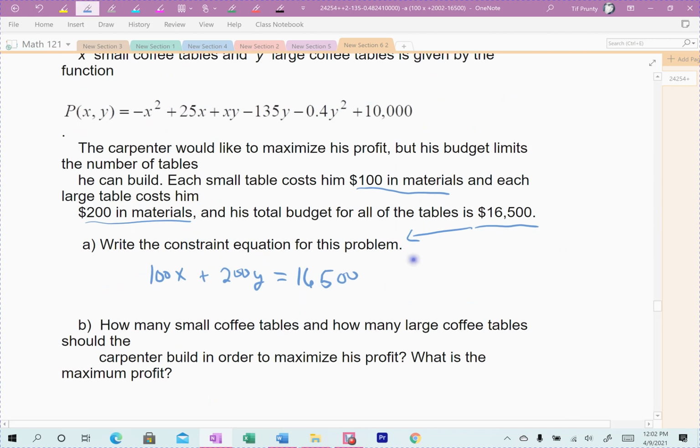So when we go to set it up, remember we actually rewrite this where we set it equal to 0, so we move that 16,500 to the other side. Oops, 16,500, too many zeros.